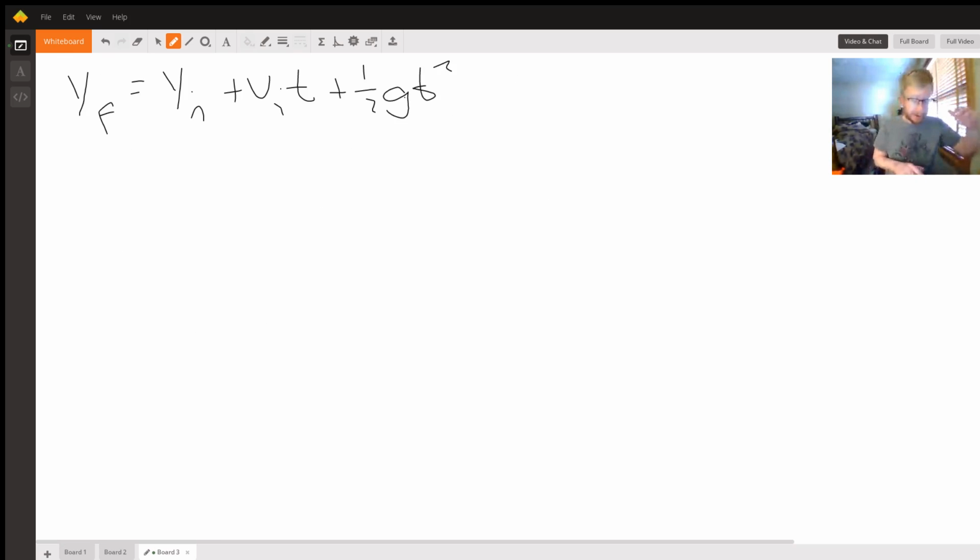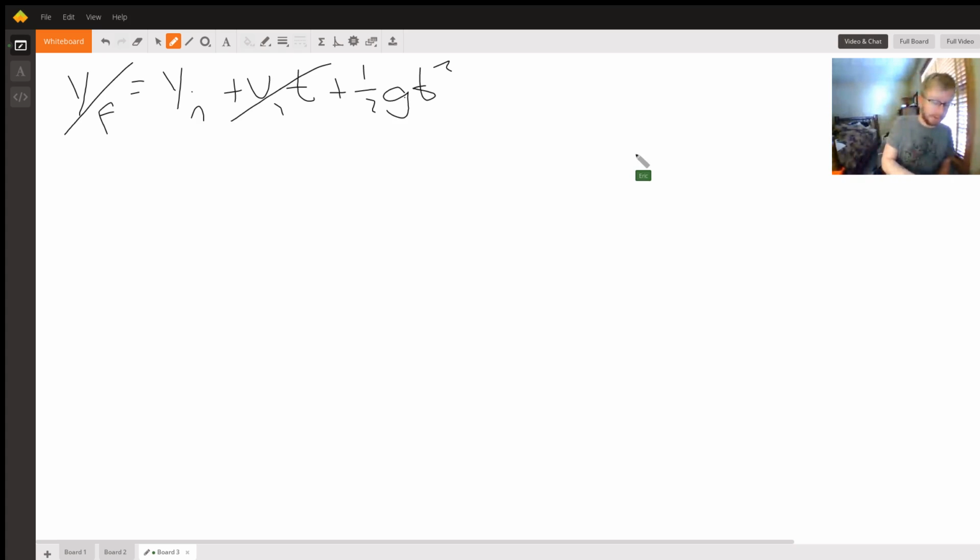But we don't know how high the cliff is, just that it's some distance above the ground. Let's set the ground at 0. That means we can set y final equal to 0 and cancel that term out. And as I said just a few seconds ago, the second you drop something, its velocity is 0, and then it starts accelerating. So we can cancel this term out too.